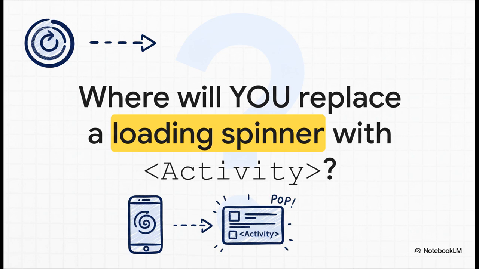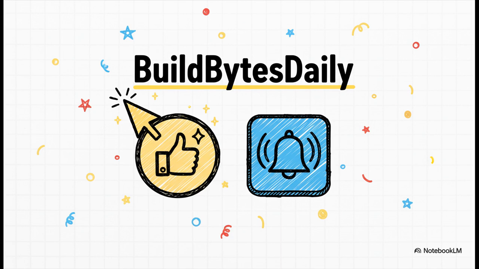So I want to leave you with this final thought. Just think about your own apps right now. Every single place where you currently have a loading spinner, that is now a potential spot for an instantly appearing UI, all powered by a hidden activity component. So the question is, where are you going to use it first? And that is a wrap on React's new activity component.